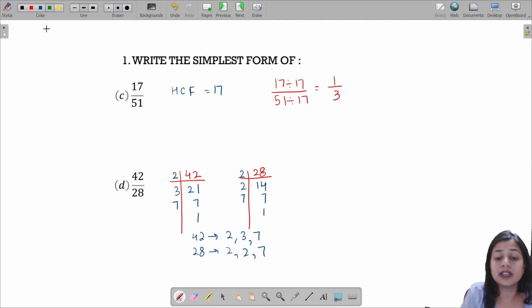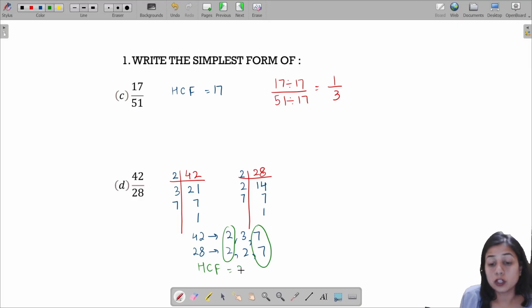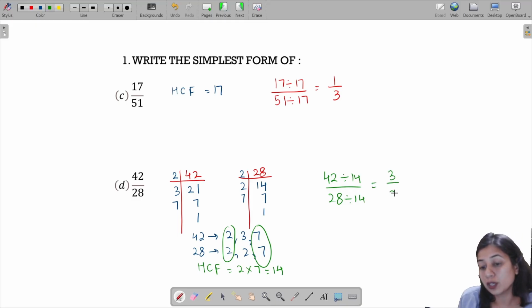So here we can clearly see the common factors. So this is the highest common factor, 2 into 7, that is 14. So I'm going to divide 42 by 14 and also 28 by 14, giving me the answer 3 over 2. I hope everyone is clear. Moving ahead to the next question.